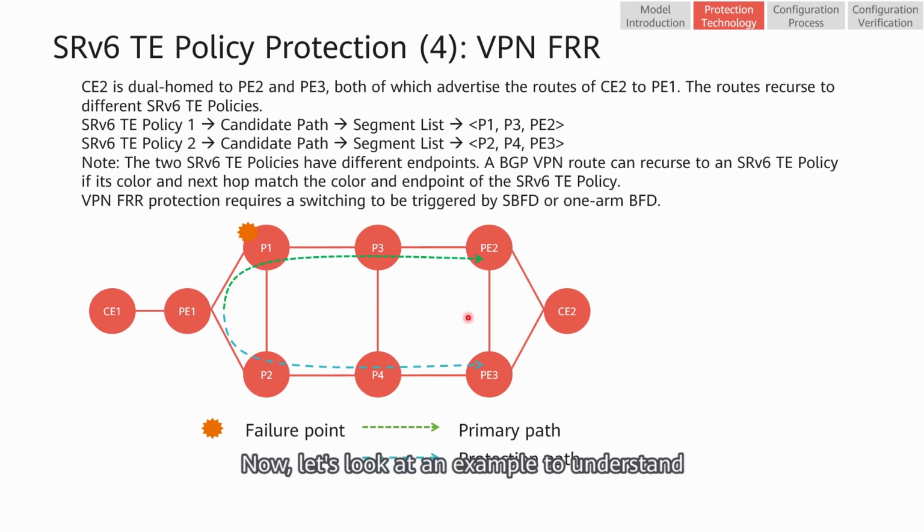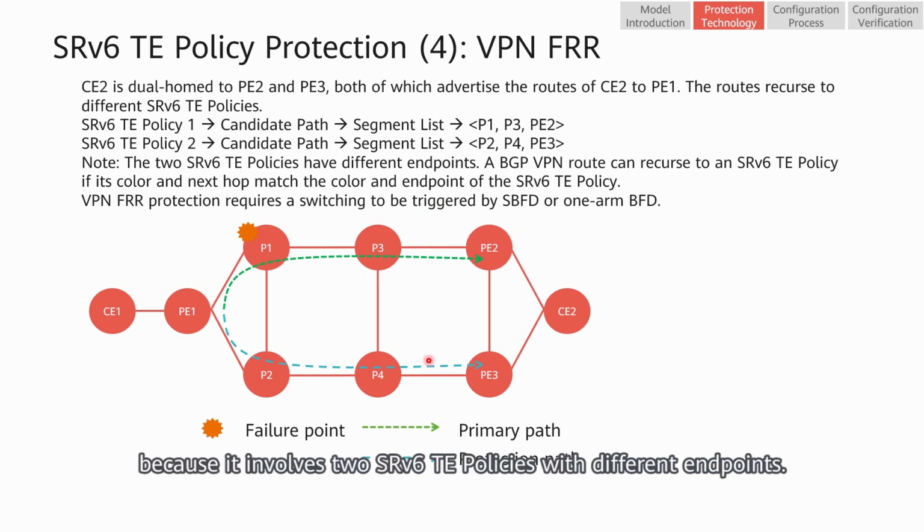Now let's look at an example to understand how VPN FRR is implemented. CE2 advertises a route to P2 and P3, and both PEs then advertise the route to P1. This means that there are two routes from P1 to CE2, resulting in two next hops. The two routes with different next hops recurse to different policies, forming VPN FRR protection. VPN FRR differs from hot standby protection because it involves two SRv6 TE policies with different endpoints.